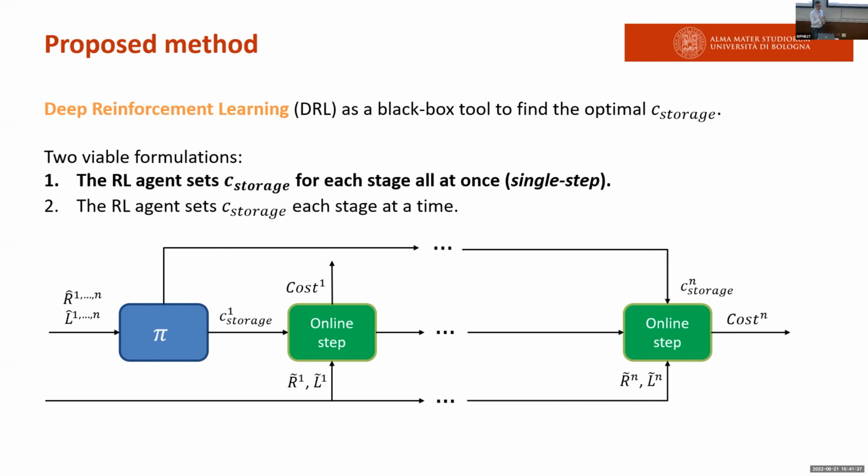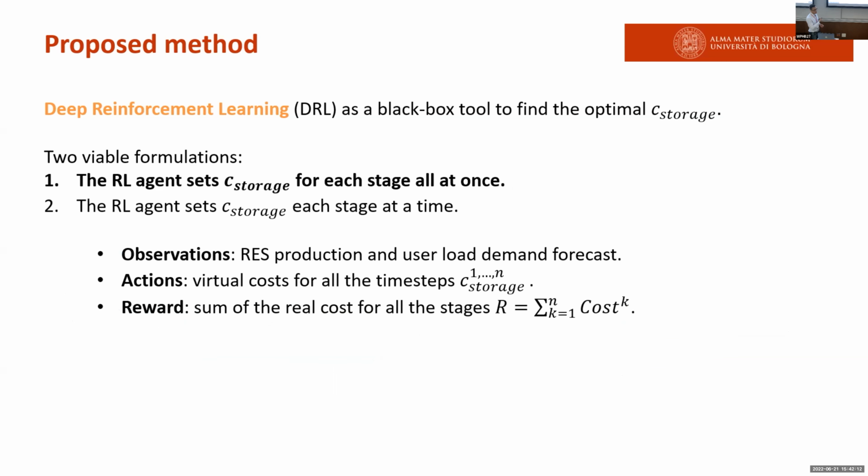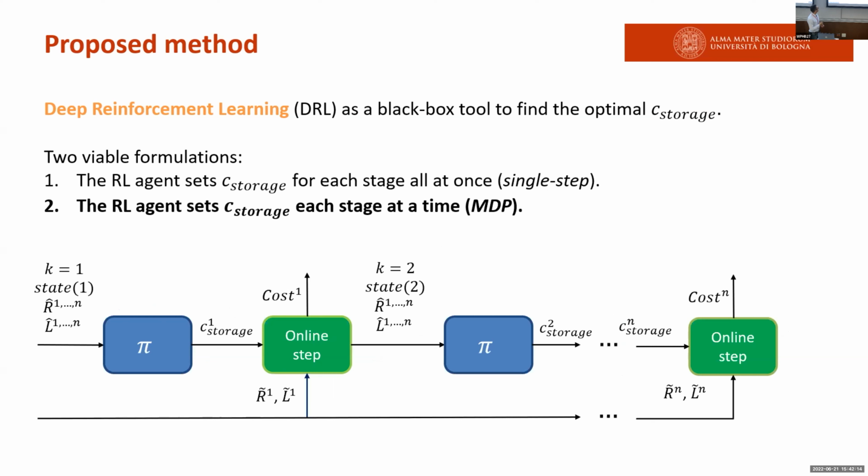This is the single step version, which predicts the values of the C storage all at once. We have the forecast, and we give this forecast as input to our reinforcement learning agent, Pi, which provides all the C storage values for all the stages. Then we plug these values into the online algorithm, and for each stage we observe the realization of the uncertain variable, we evaluate the cost, and we sum the cost over all the stages. This is the reward that we provide to the agent. This is just a summary of what I've said.